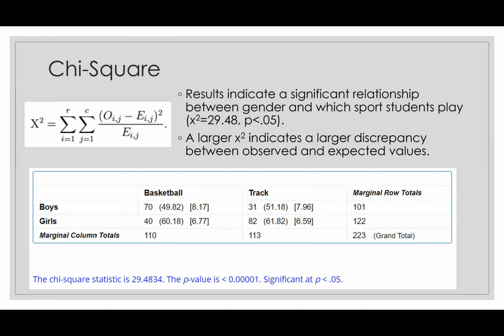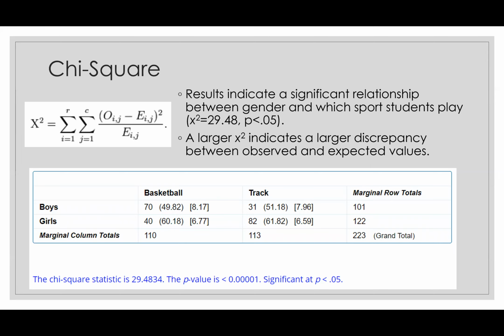Our chi-square is 29.48, and P is less than 0.05. And in general, a larger chi-square indicates a larger discrepancy between the observed and expected values. So what that means is, if you look at the table that I've provided, 70 boys play basketball and 40 girls play basketball. And what's presented in the parentheses is what you would expect. You would expect roughly 50 boys to play and roughly 60 girls to play.